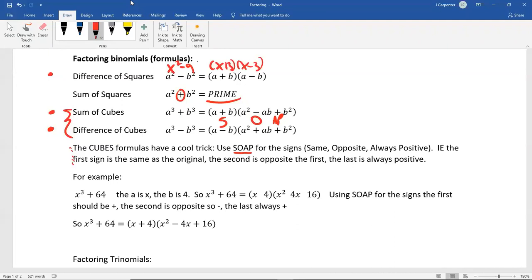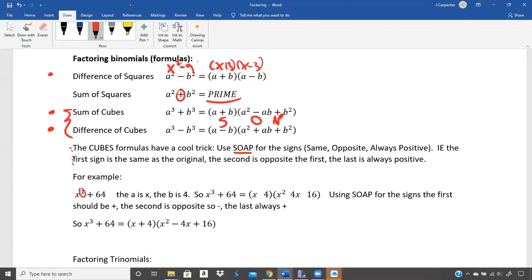X cubed plus 64. This 3 tells me I should be doing the cubes formulas, not the squares formulas. So A would be the x, because if you cube x, you get x cubed. And B would be 4, because if you cube 4, you get 64. Again, it's like taking a cube root of what you see there. So we take the original thing, and all I do is A, B, A squared, AB, B squared. Now, I went ahead and swapped the order of the 4 and the x. So the a times b would be x times 4, but we, of course, want to write 4 times x instead. It's just more proper.